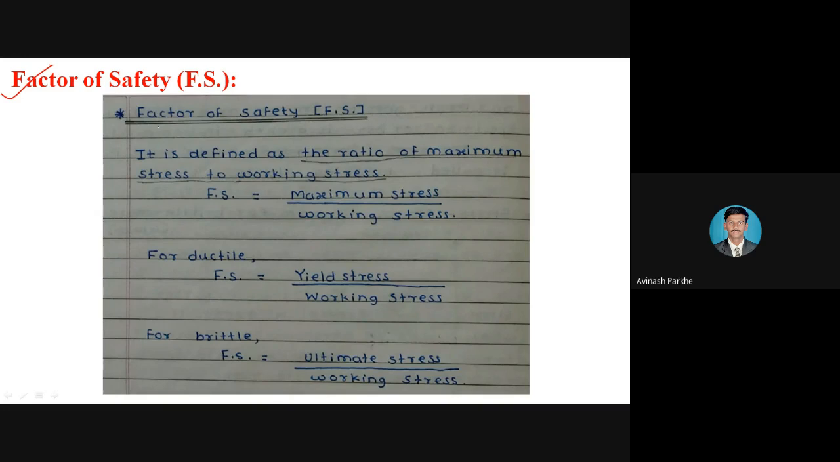But what is the actual definition? Factor of safety is defined as the ratio of maximum stress upon working stress. So here the formula is also written. What is factor of safety? It represents the maximum stress upon working stress. Then what is meant by the maximum stress and what is meant by the working stress?